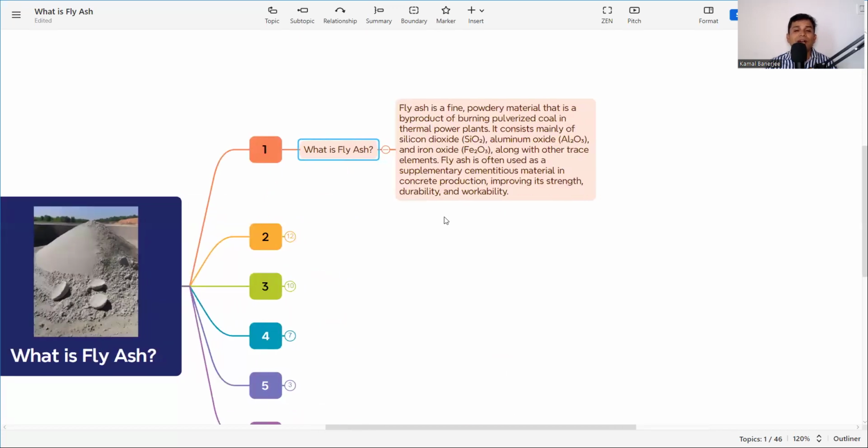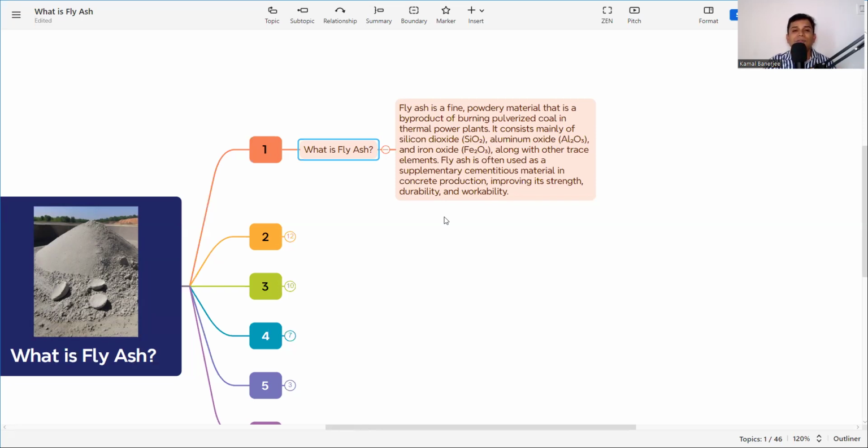Fly ash is a fine powdery material that is a byproduct of burning pulverized coal in a thermal power plant. In the thermal power plant, to produce power, we need to burn coal in a boiler. When the coal is burned, fly ash is produced. So it is a byproduct. To run a thermal power plant, we need to burn the coal, and as a result we produce the byproduct, fly ash.